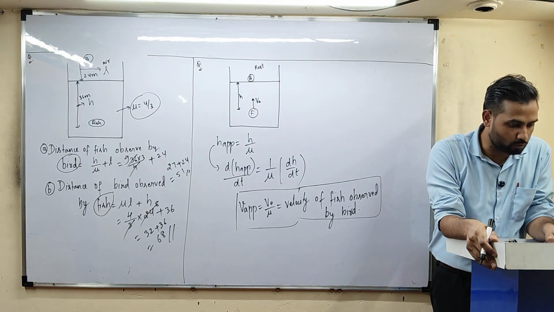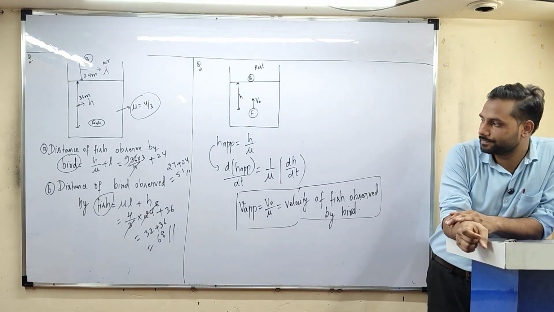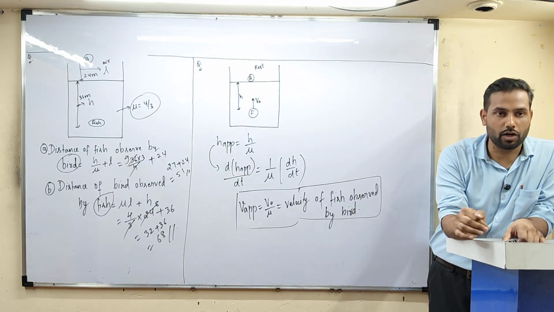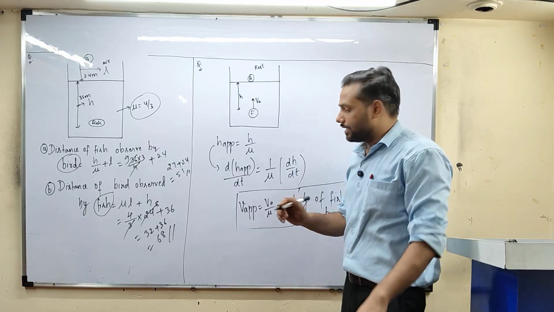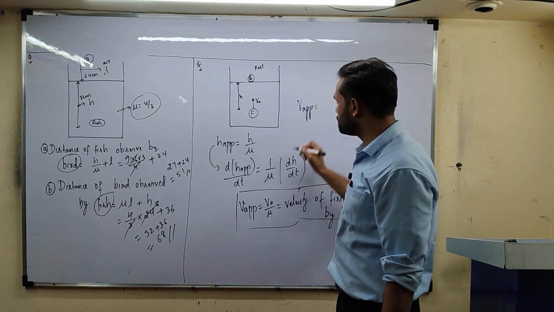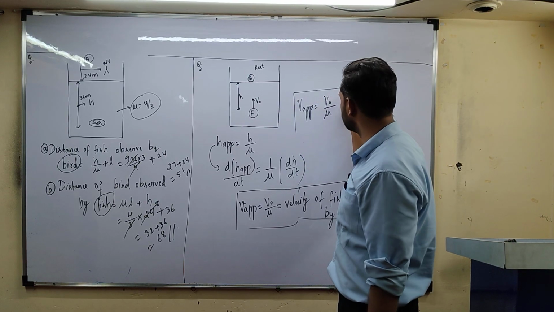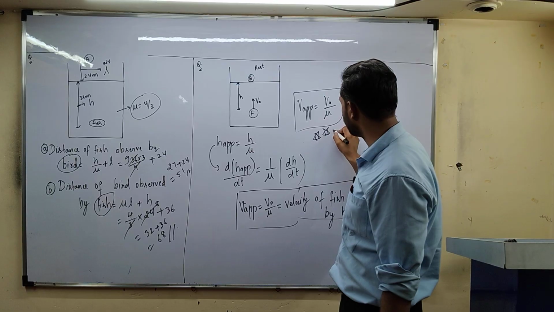You have to remember this formula. Simple. What you have to remember is V apparent equal to V naught by mu. Simple. This one is important.